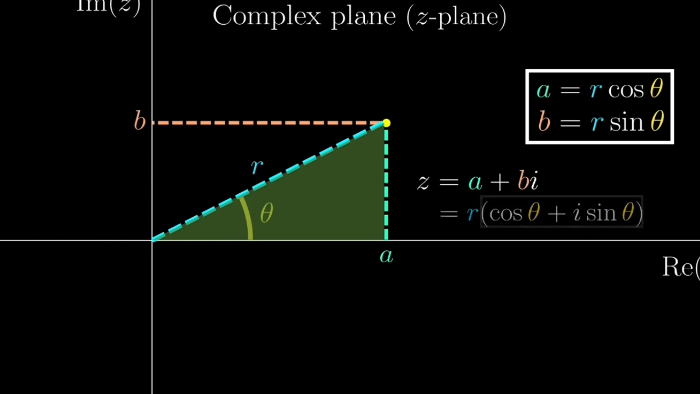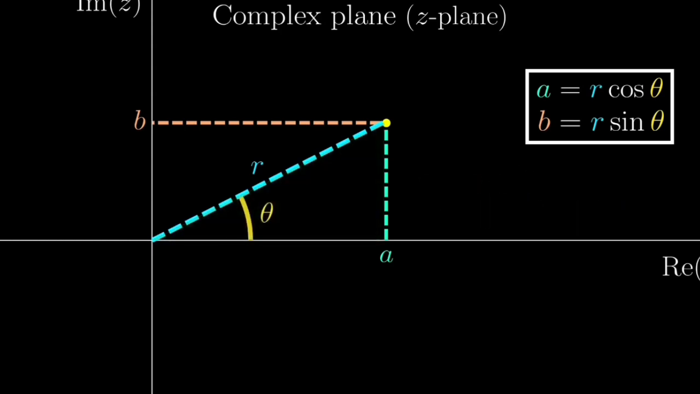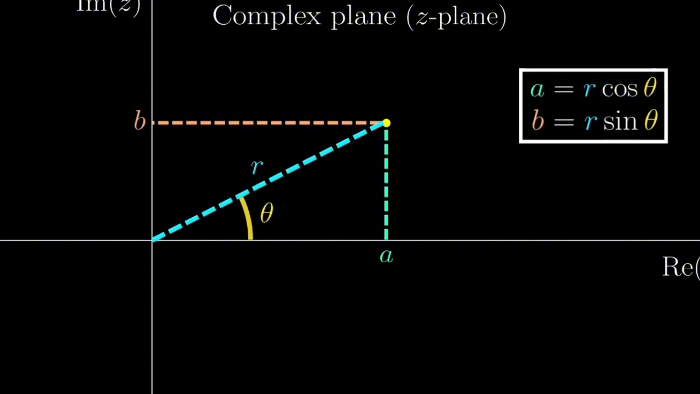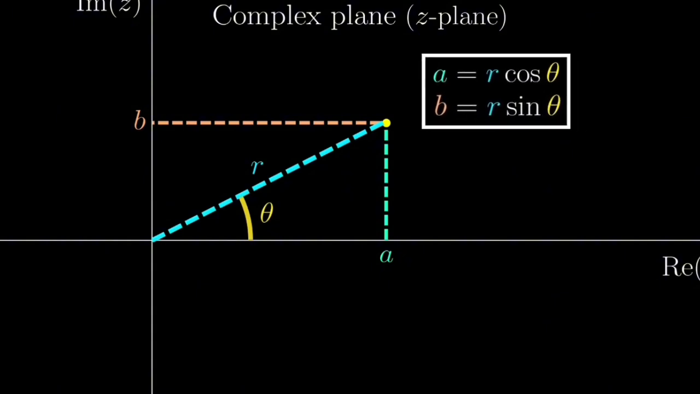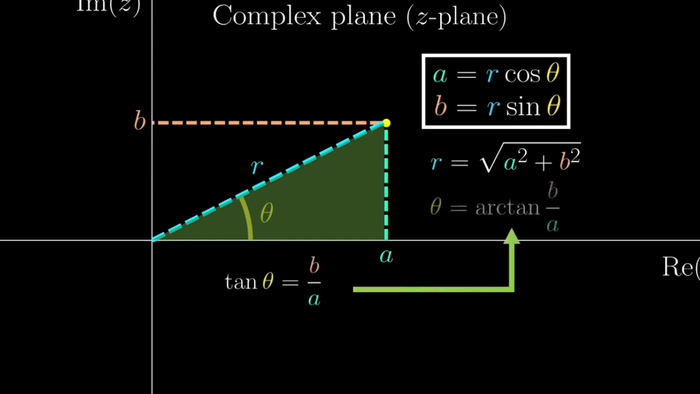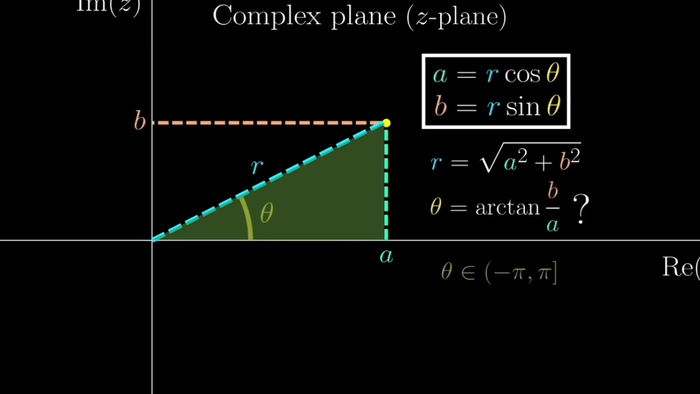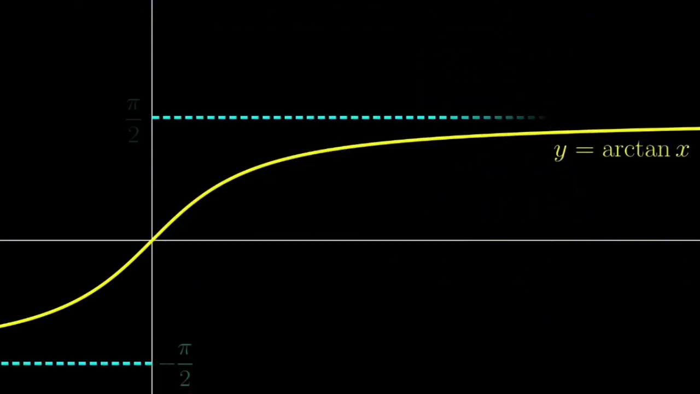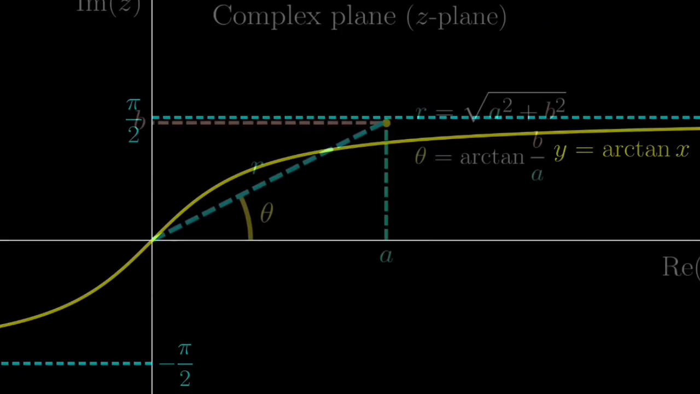Anyway, this white box represents how we know a and b from r and theta, but what about the other way around? Using the Pythagorean theorem, r can be quite easily found, and if we focus on the triangle, we can represent tan theta as b over a, which seems to suggest that theta is arctan of b over a, or is it? Remember that the argument is in the range (-pi, pi], but the arctangent function only ranges from -pi over 2 to positive pi over 2, so clearly something's wrong.